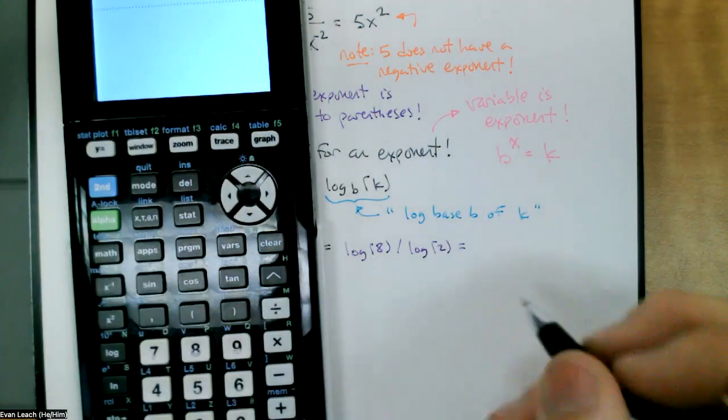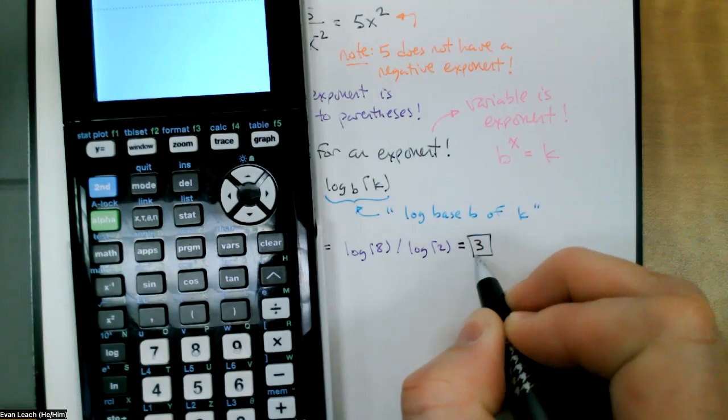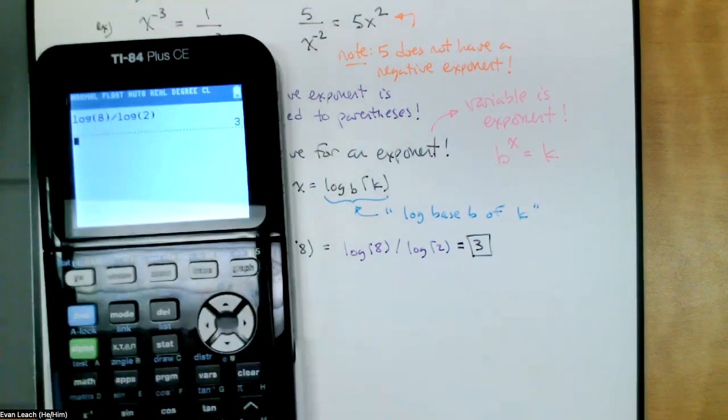So this is called the change of base formula. It's how we can use the log button on our calculator to calculate the log of something other than log base 10. Log of k over log of b. The change of base.